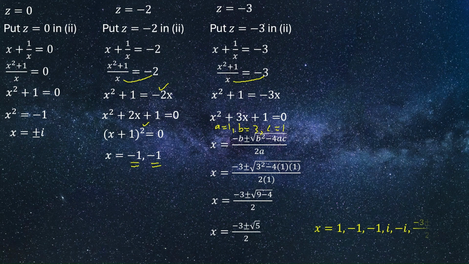Hence, the values of x are 1, minus 1, plus minus iota, and minus 3 plus minus square root of 5 over 2. Here we have 7 roots. As the original equation has x raised to power 7, the number of roots must be 7, and we have obtained the roots of the given reciprocal equation of odd degree and second type.